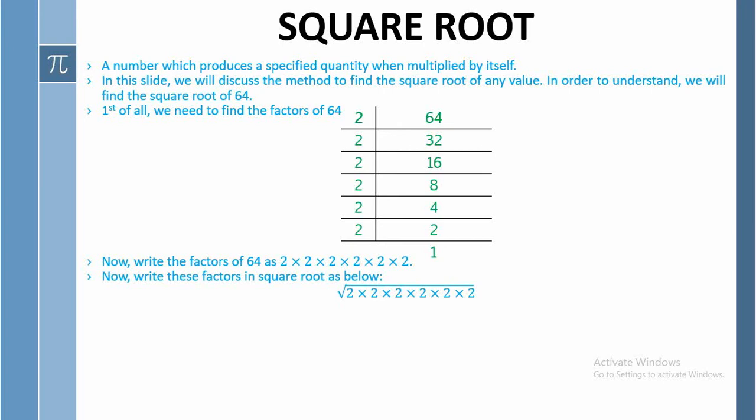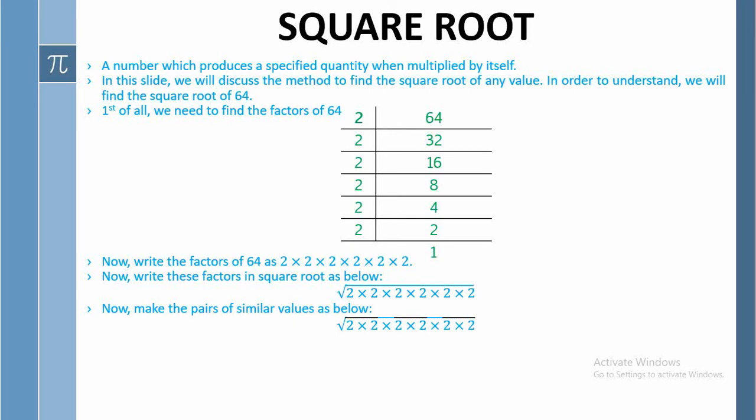You need to make pairs of two common values, and we have three pairs. Let me show you. These are the three pairs through which we need to make the pairs. 2 multiplied by 2 is a single pair, then 2 multiplied by 2 is another pair, then 2 multiplied by 2 is another pair. It means we have three pairs of 2's.